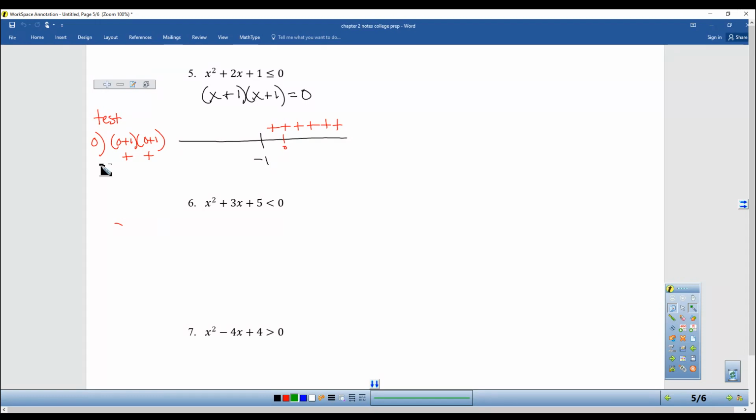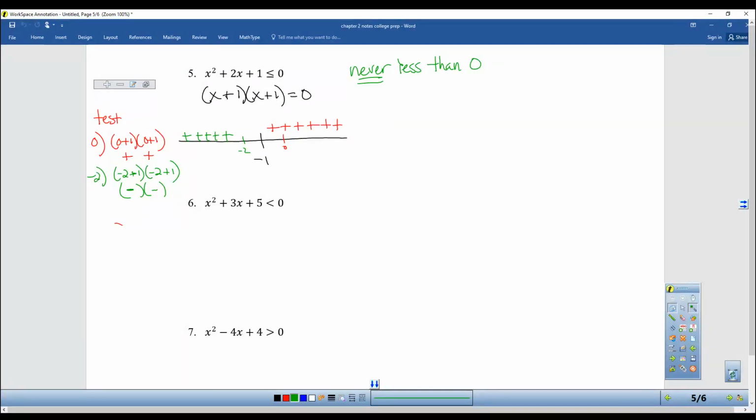I'm going to test something smaller than -1. I'm going to test -2. -2 plus 1 is negative, and -2 plus 1 is negative, and a negative times a negative is a positive. So what does that mean? I'm trying to find where it's less than 0. Where is it less than 0? It is never less than 0.